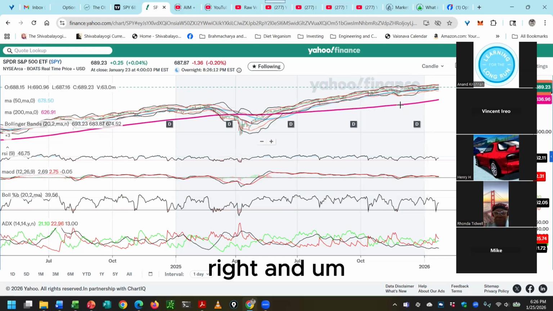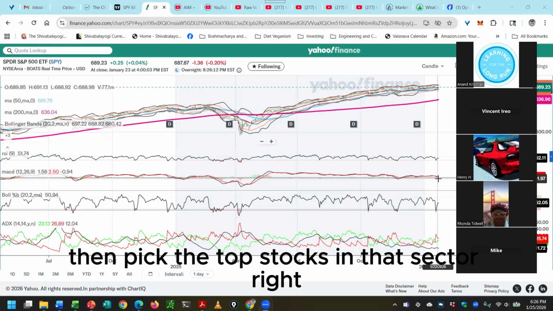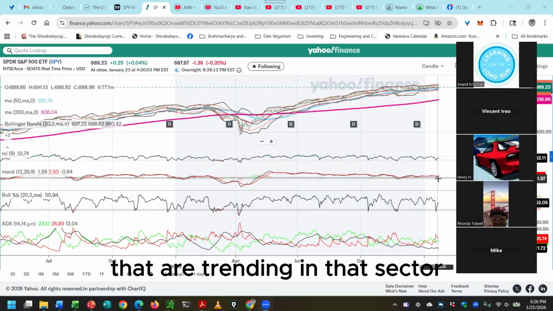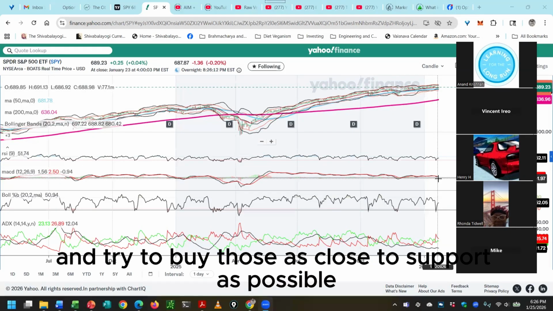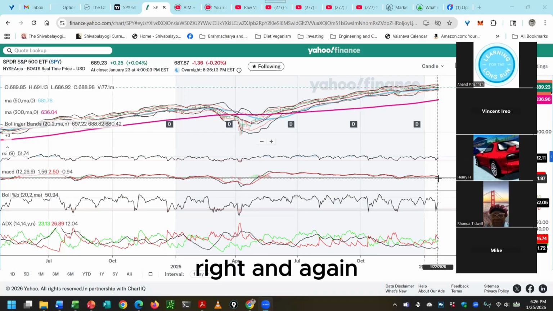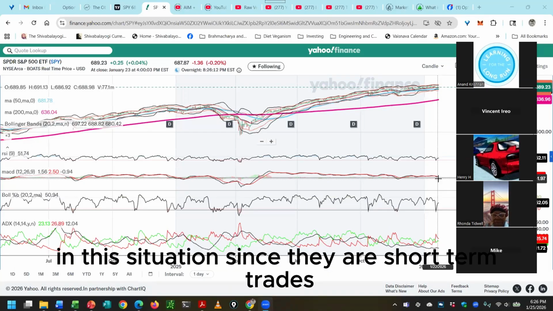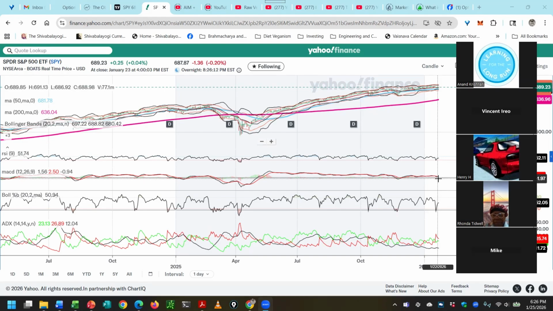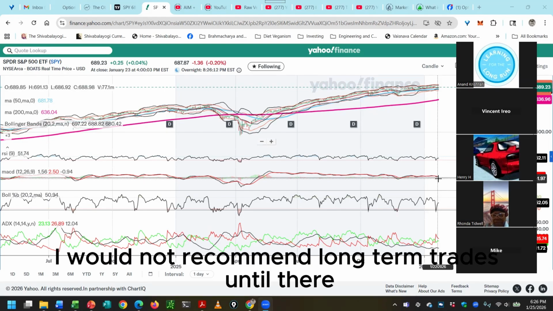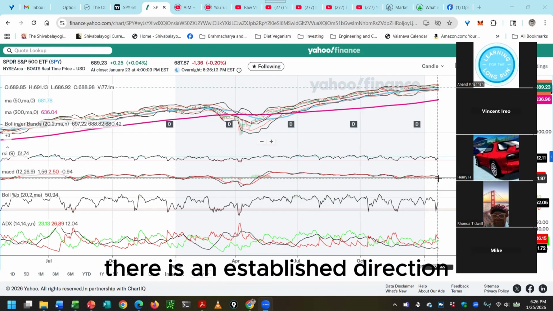and then pick the top stocks in that sector, the top performing stocks that are trending in that sector, and try to buy those as close to support as possible. Again, in this situation, since they are short-term trades, you would be using the daily chart. I would not recommend long-term trades until there is an established direction.